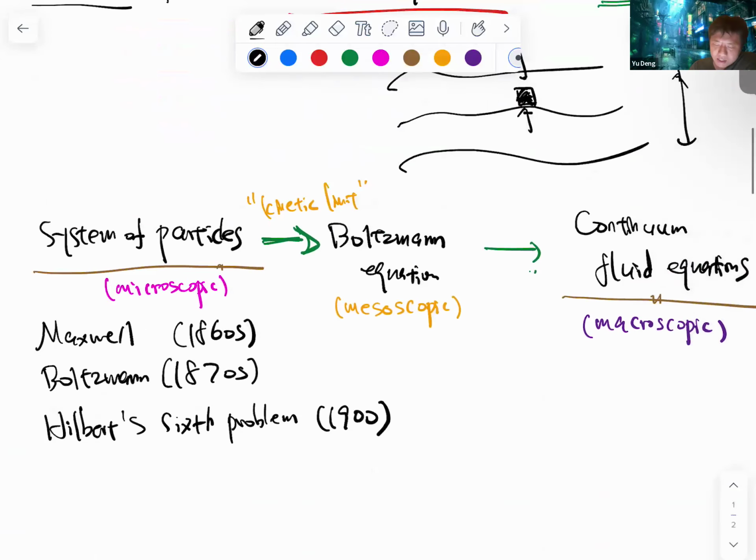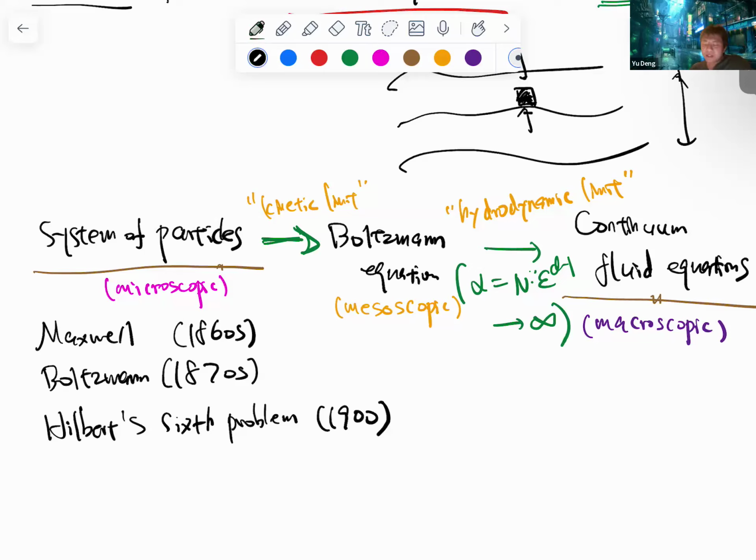is a second limit, which is called the hydrodynamic limit. And here, basically, there is a quantity corresponding to the collision rate in the particle system. So this quantity goes to infinity. There is a quantity called alpha. We'll see later on that alpha equals n times epsilon to the d minus 1. So this goes to infinity. Okay, and from this Boltzmann equation, in this hydrodynamic limit, you are deriving the fluid equations.